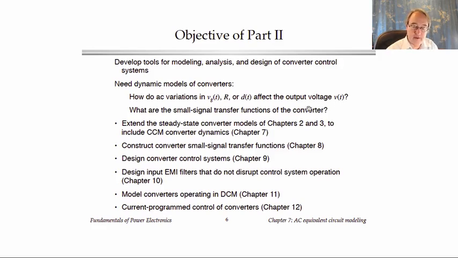Another way to say that is, what are the small signal transfer functions of the converter from these input quantities to the output? So what we're going to do in this chapter then is to extend the steady state converter models that you've already learned to include the dynamic elements such as the inductor and capacitor. In the next chapter, next week, we will talk about how to construct the transfer functions of these converters using the models from this week. And in the final week of the course, we'll discuss design of the converter control systems, or Chapter 9. In fact, we're going to take 4 weeks to cover these chapters 7 through 9.